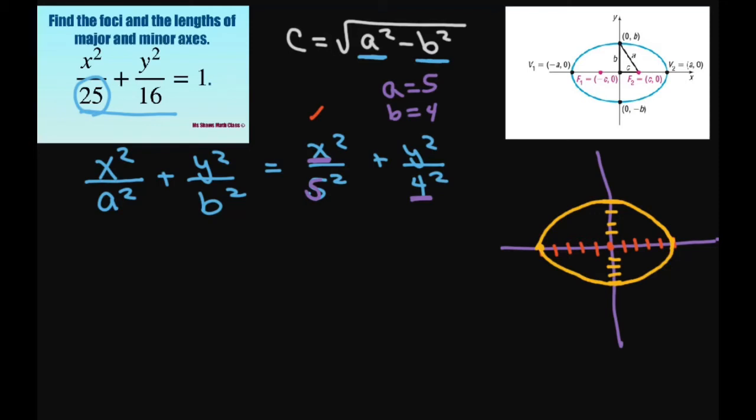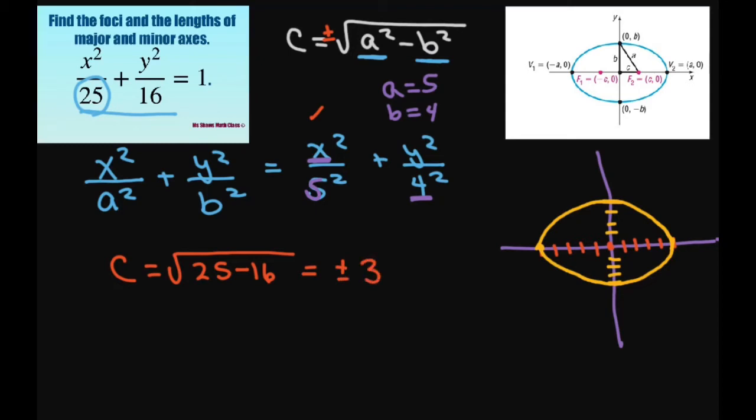Now to get your foci, or foci, depending on how you want to say it, we're just going to let c equal the square root of a squared minus b squared. So that's just going to be 25 minus 16, and it's supposed to be plus and minus. So let's put plus and minus here. So basically we're going to get plus and minus square root of 9, which is 3.